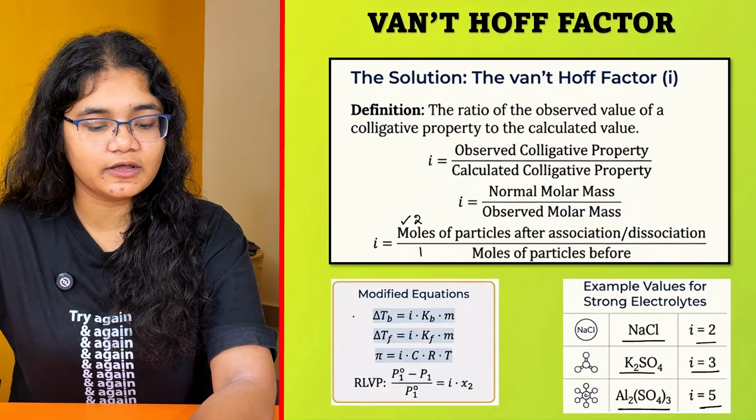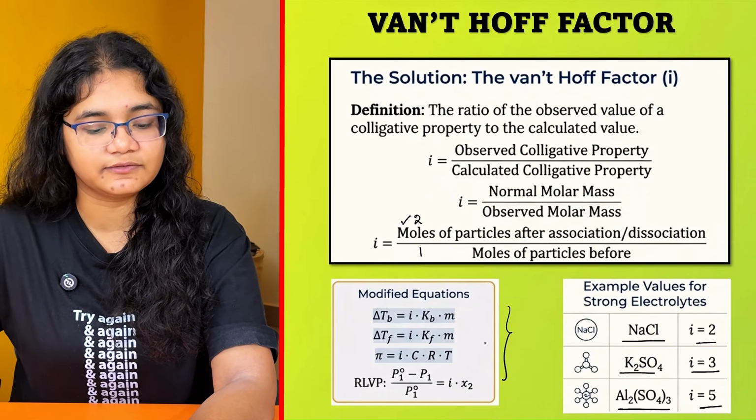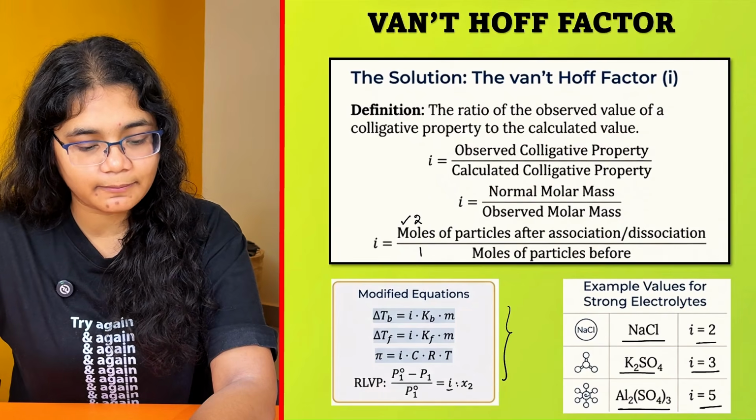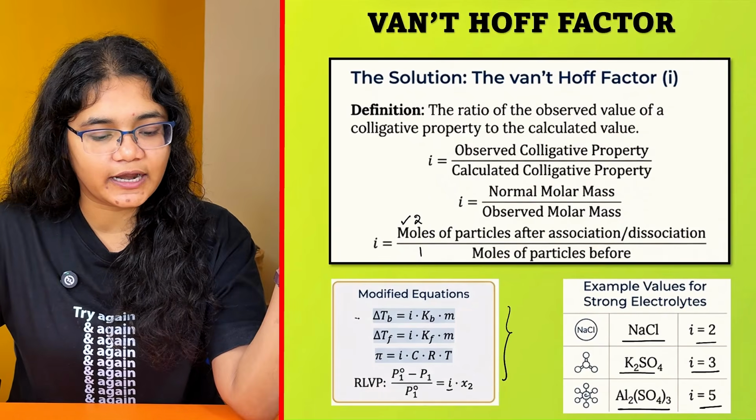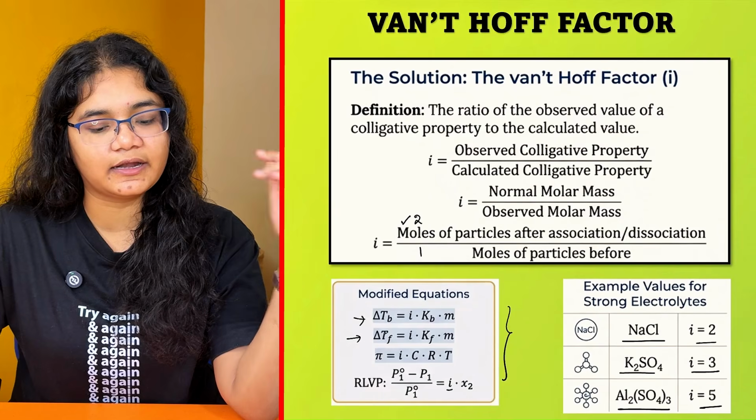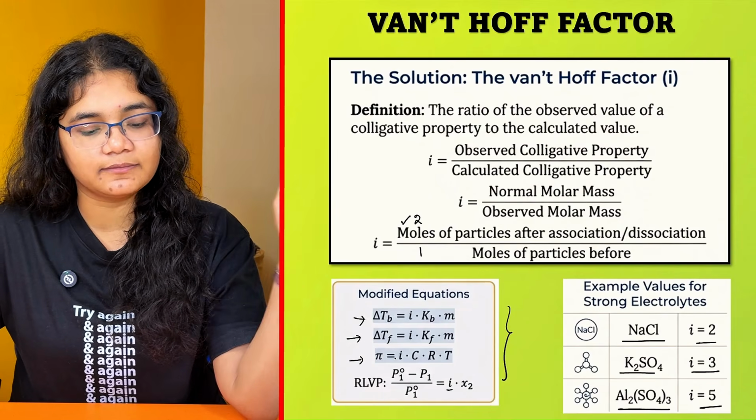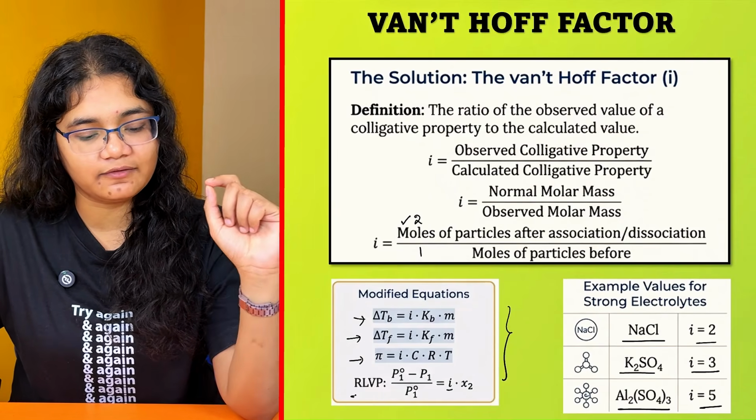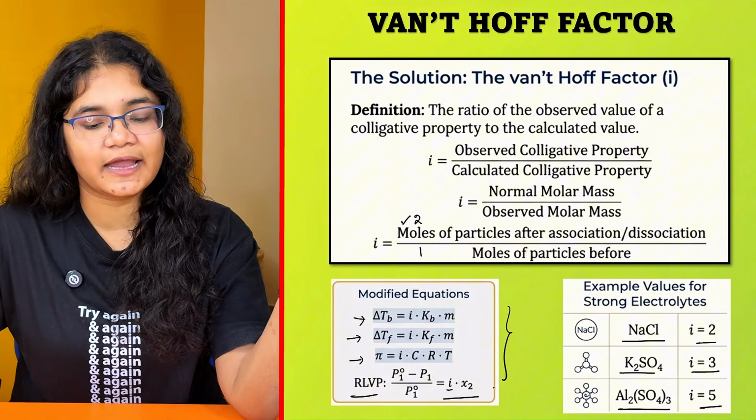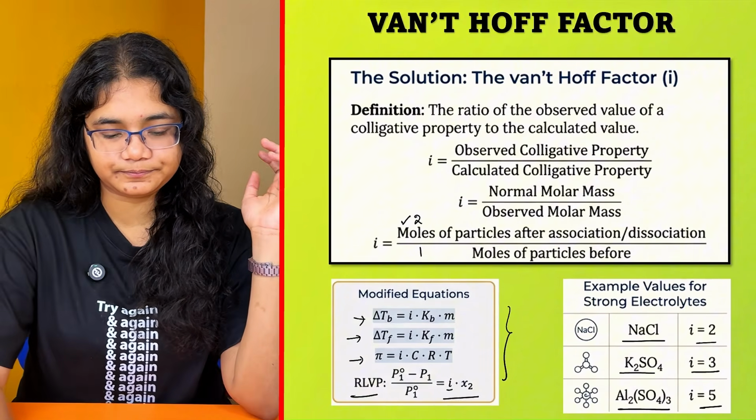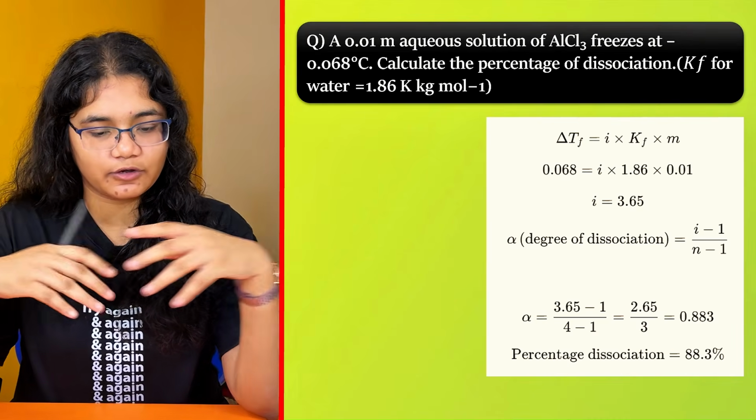Now all our colligative property formulas will get modified. You just have to multiply by i before the formula. So delta Tb becomes i Kb m, delta Tf becomes i Kf m, pi becomes i C R T, and RLVP, relative lowering of vapor pressure, becomes i times X2. Now let's solve a question from here.